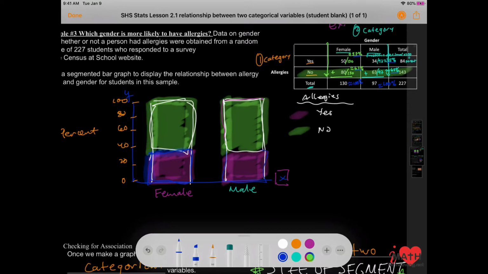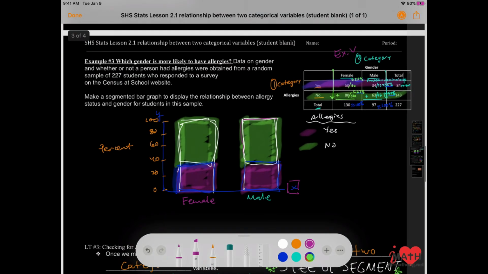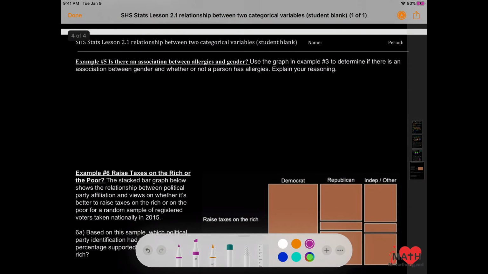Compare the males and females, the pinks. Let me highlight that for you. You can see it by just looking at the rectangle, or you can look at the numbers here, right? 37 and 35. So those numbers are pretty close, so we can say there's no association. Let's write that.